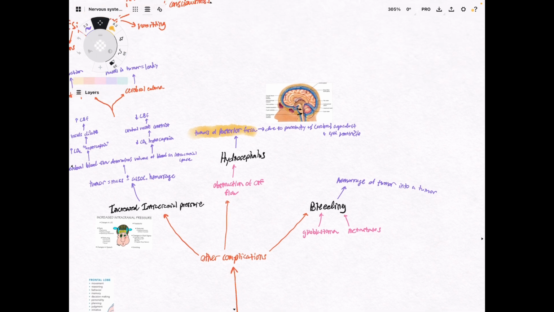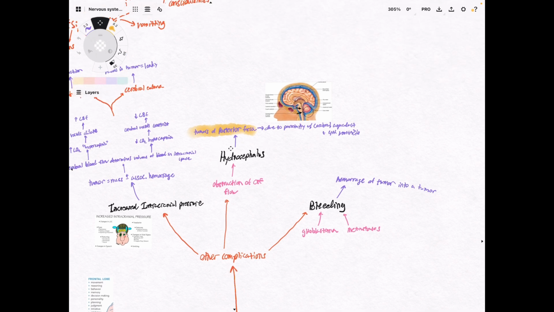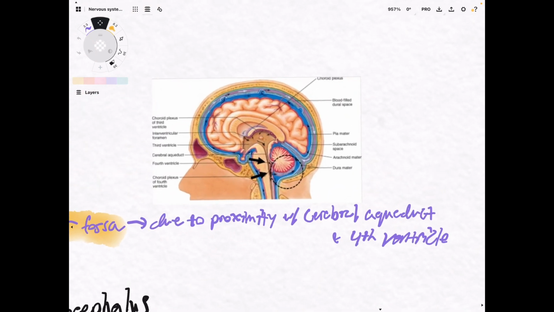And then of course, the next one we're talking about is hydrocephalus. And again, hydrocephalus, if you can see in this image, we have the ventricle here. So the ventricle is going to store CSF.